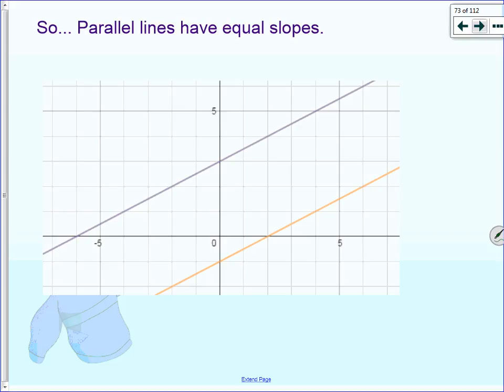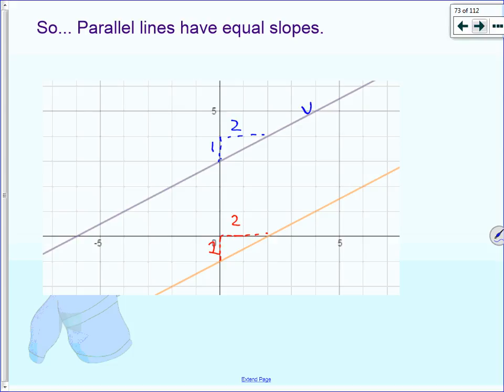So, changing the y-intercept doesn't change how steep they are. They have the same steepness. The rise over the run is the same. These happen to have a slope of a half. Up 1 over 2. Up 1 over 2. They just happen to be located at different spots on the coordinate plane. This one has a y-intercept of -1. This one has a y-intercept of 3. Parallel lines have equal slopes.